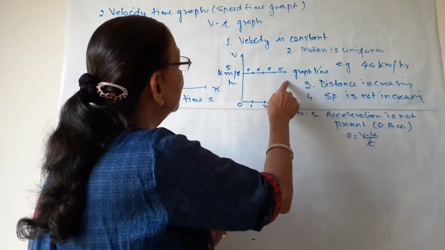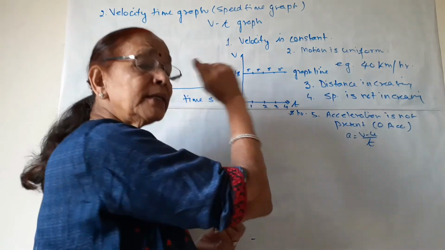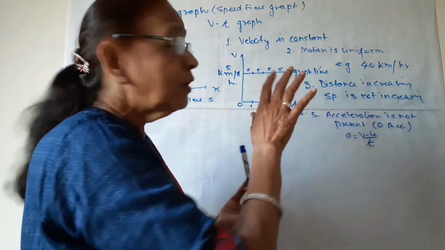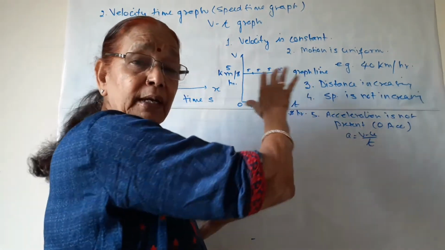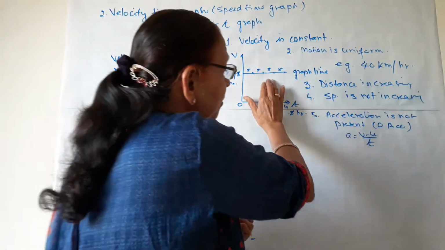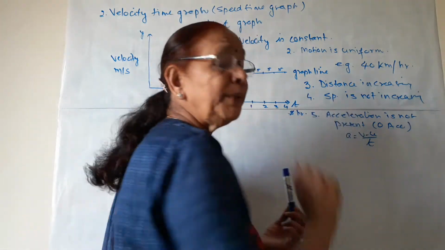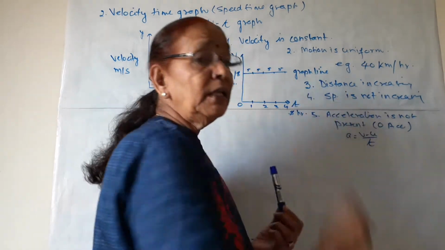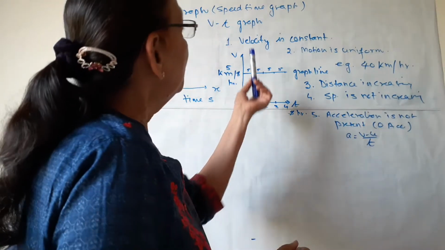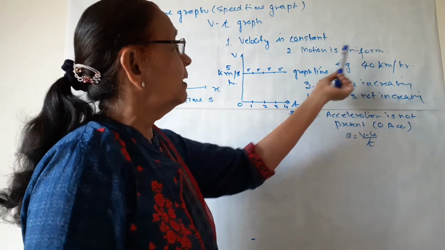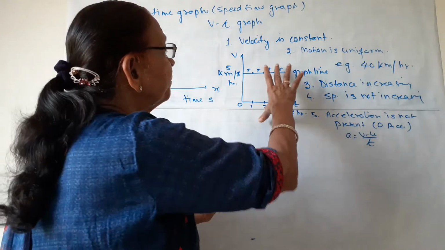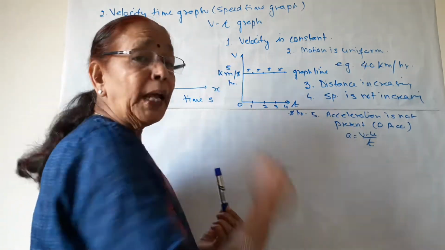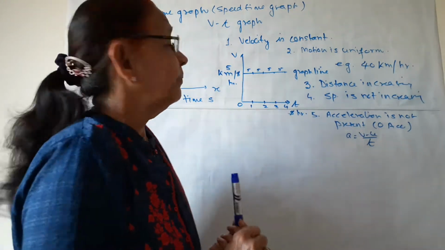Here in this case, we are seeing that the speed is constant. It is 5 kilometers per hour, not more, not less. So speed is not changing. When speed is constant, there will be no acceleration because acceleration needs change in speed. So this is how, if velocity is constant or motion is uniform, we get this type of graph, and the graph line is parallel to the x-axis.